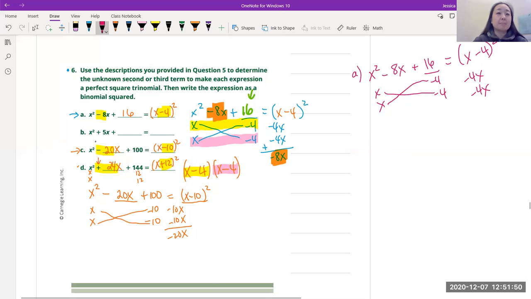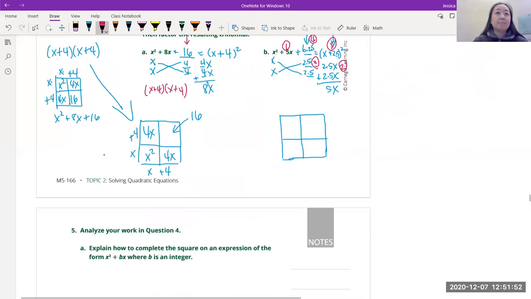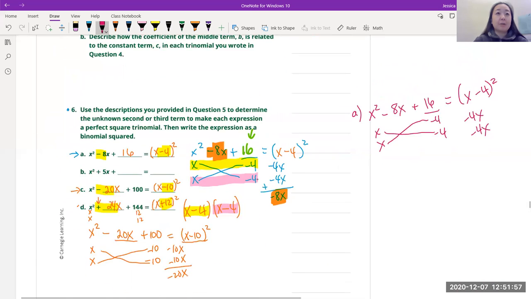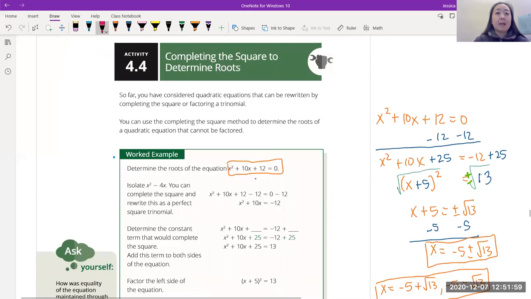We didn't do B because B was exactly like this one right here. Same thing. So we're not going to do too much about that. We're going to go down here.